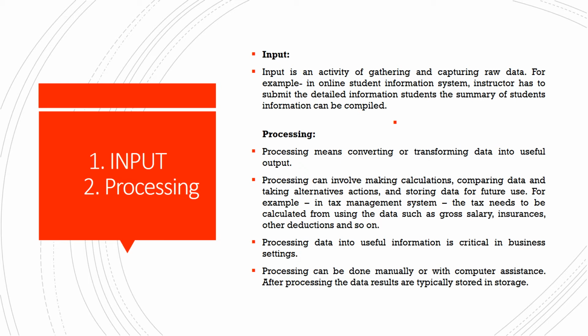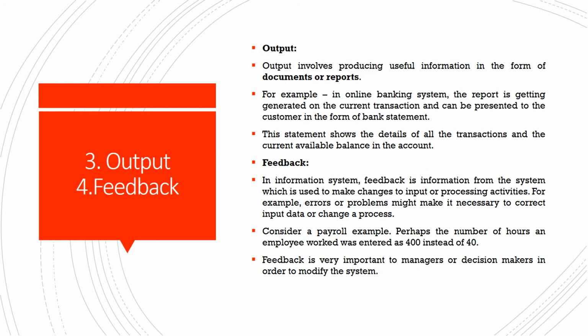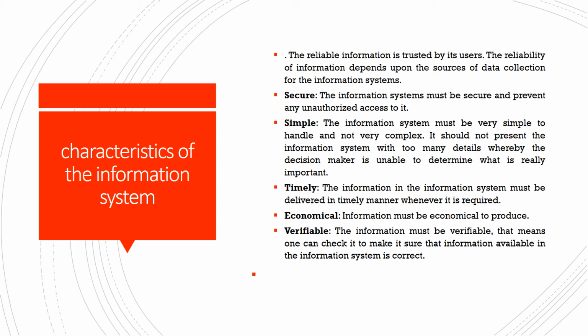After processing the data, results are typically sent back. Then, characteristics of an information system. What are the important characteristics? Reliable information is trusted by its users. Reliable information depends upon the source of data collection for the information system. So it is secure, simple, timely, economic and verifiable. These are some of the characteristics of the information system.